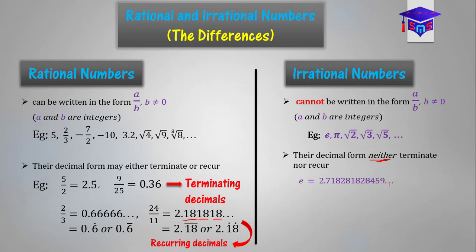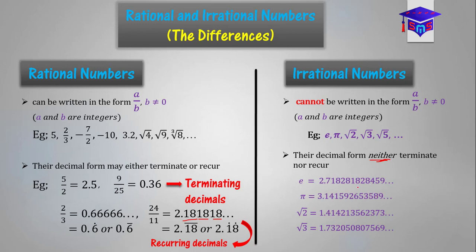So we say it's neither terminate nor what? Recur. Good. Pi is the same thing. It has no end, and then what? It is not recurring. The square root of 2, the square root of 3, all these numbers are irrational numbers because what? Their decimal forms have no end, and it's not recurring. Good. You can check other irrational numbers and then see what we are talking about.